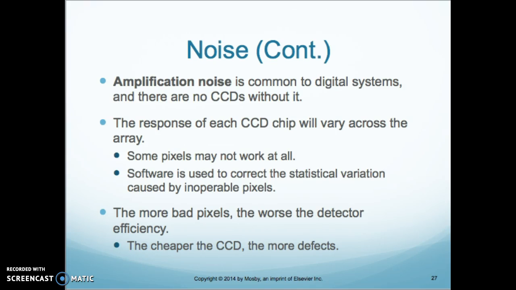The response of each CCD chip will vary across the array. Some pixels may not work. Software is used to correct the statistical variation caused by inoperable pixels. It takes an average of all the ones around it. So the more bad pixels, the worse the detector efficiency, but it's also the cheaper the CCD. So if you found a real good deal, you're going to lose your quality.